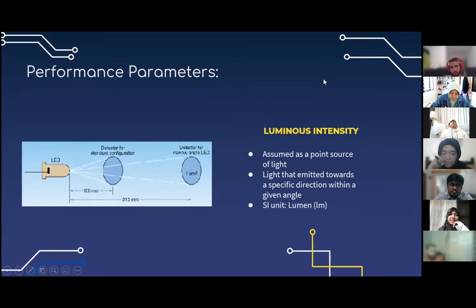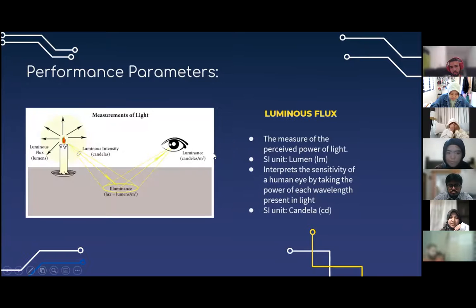Next is luminous intensity. It is assumed as a point source of light. It is like light emitted towards a specific direction within an angle. As you can see in the picture here, luminous intensity is the light coming out. Next is luminous flux. The luminous flux usually interprets the sensitivity of the human eye by taking the power of each wavelength present in the light.